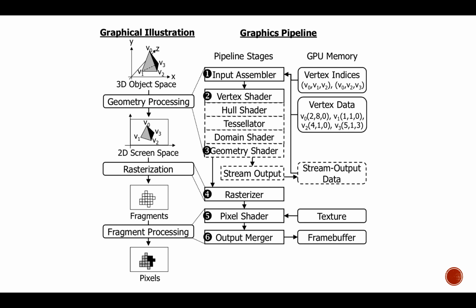The second and the third categories are called rasterization and fragment processing. Rasterization and fragment processing generate pixels from the primitives processed by geometry processing. First, the rasterizer stage converts primitives into fragments, which will be used to produce pixels. Second, the pixel shader stage calculates per-fragment attributes such as color and depth. Third, the output merger stage determines if a fragment is necessary to produce a frame, and generates pixels from the necessary fragments.